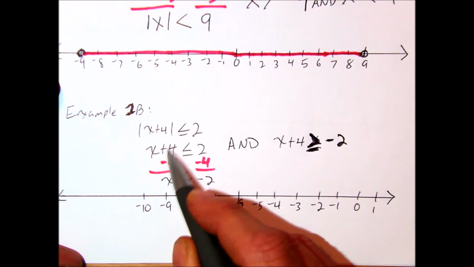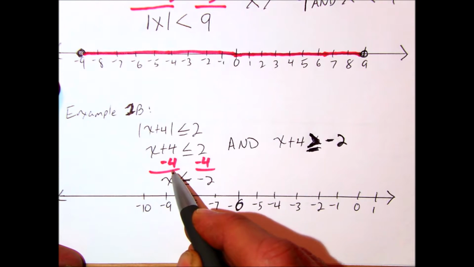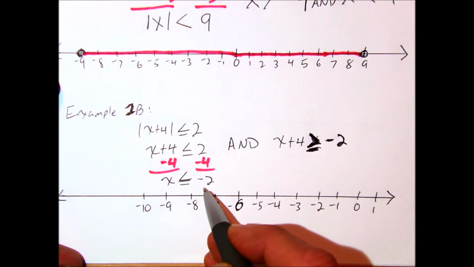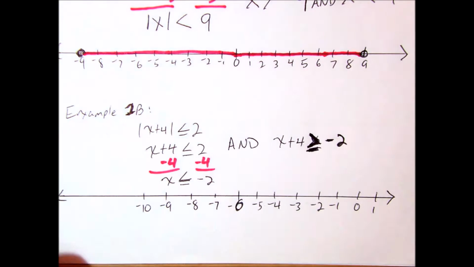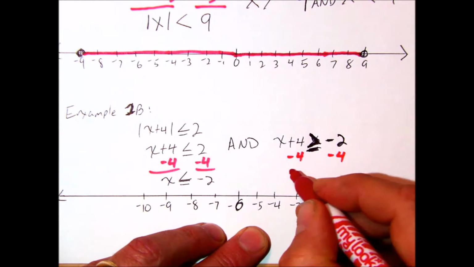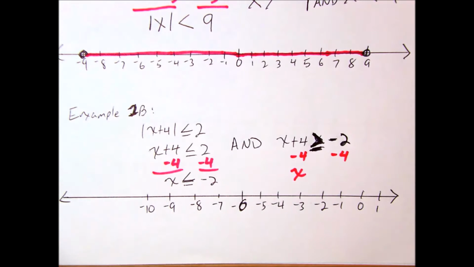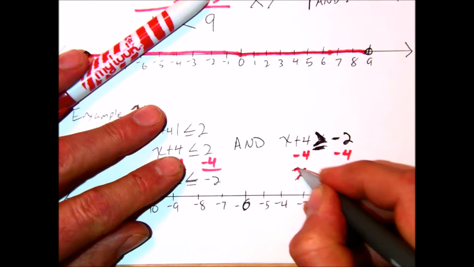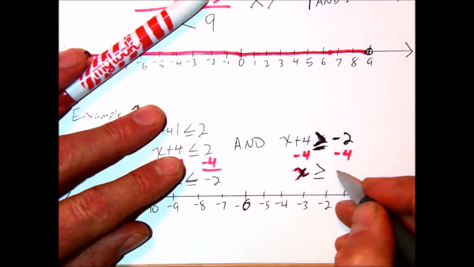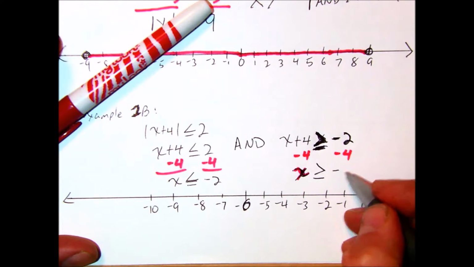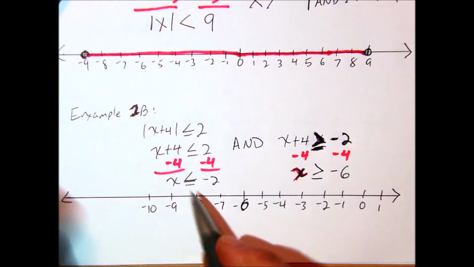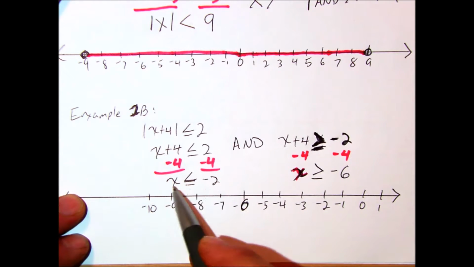So to isolate my variable, I subtract 4 from both sides, and I get x is less than or equal to -2. On this side, same thing, I'll subtract 4. I end up with, trying to stay consistent with my colors, x is greater than or equal to -6. So x is less than or equal to -2.